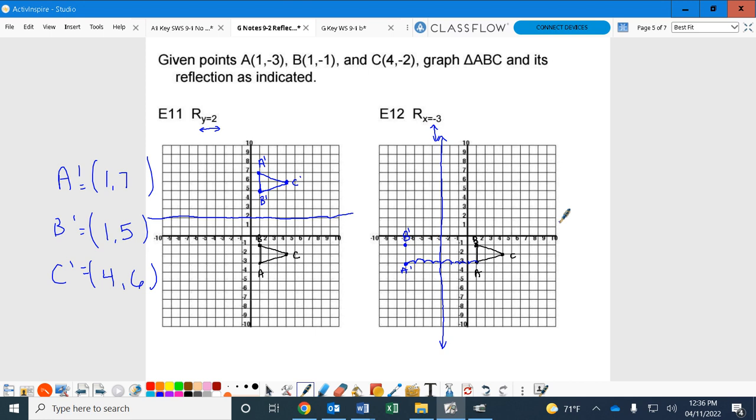Now the C's a little further away. How many blocks away is the C? Is it 7? 1, 2, 3, 4, 5, 6, 7. Yep. So I've got to go 1, 2, 3, 4, 5, 6, 7. Puts me right on the edge of the graph with C prime. But it did reflect it correctly. It is still the same shape. And we just need to name the A prime, the B prime, and the C prime.